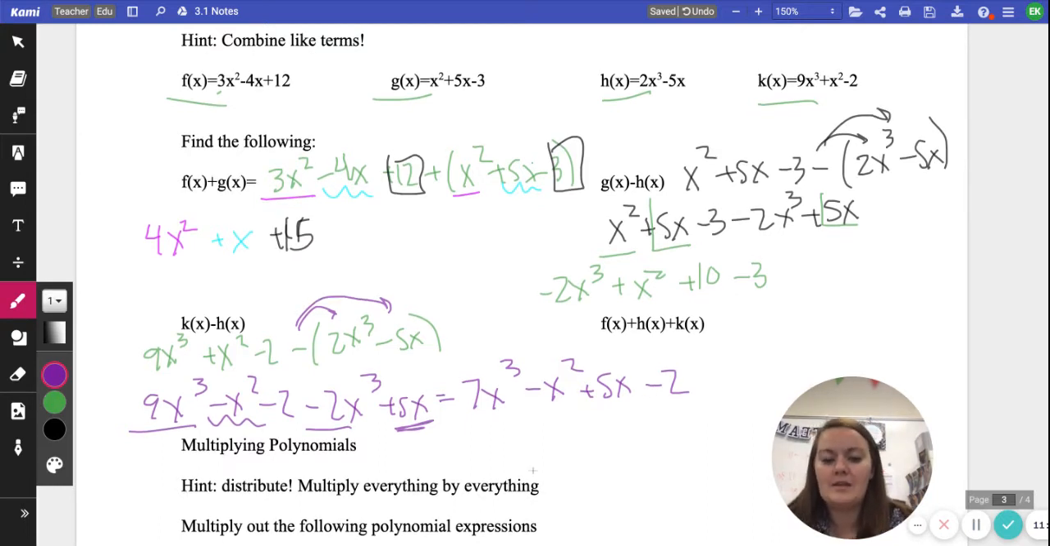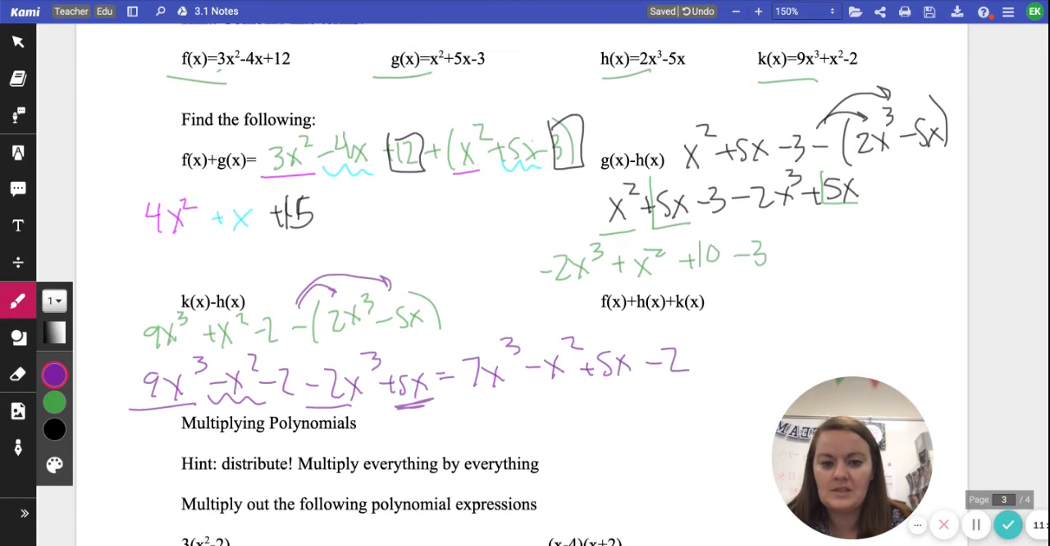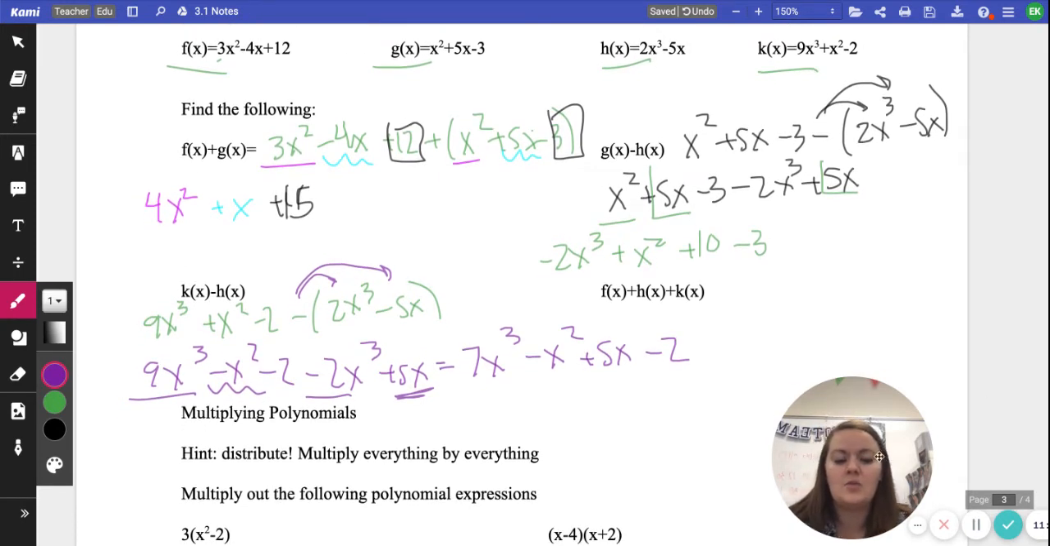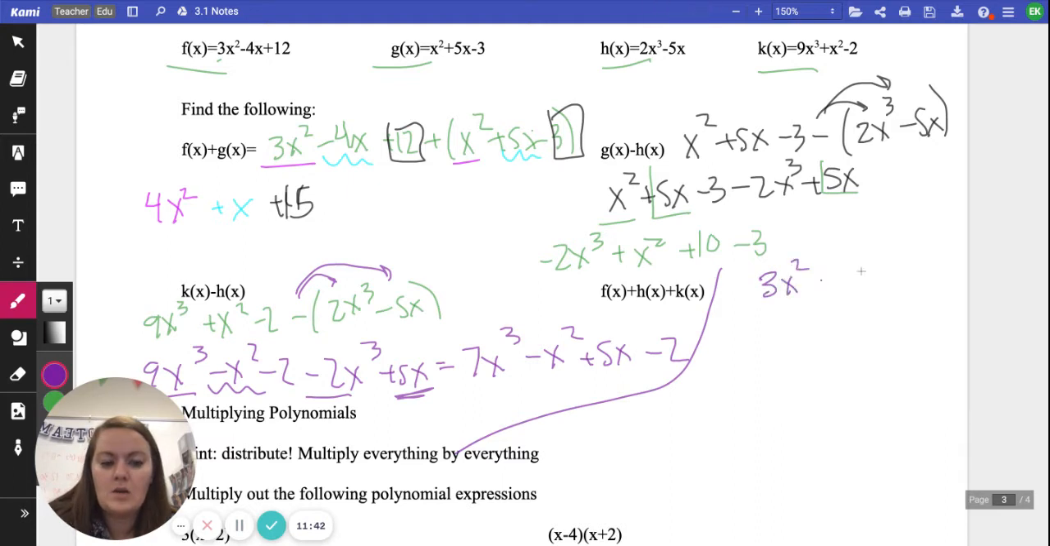And then f of x plus h of x plus k of x. Ooh, a lot of things to add together. Another way to organize your work is to write them vertically. So I'll show you how to do that. So we have 3x squared minus 4x plus 12. H of x right here. So I'm going to line up all the variables. So that negative 5x, I'll write it under the x's.